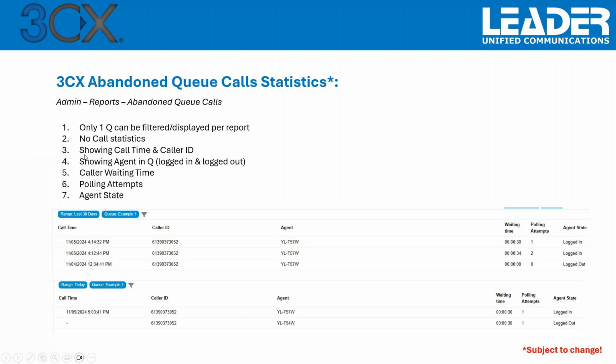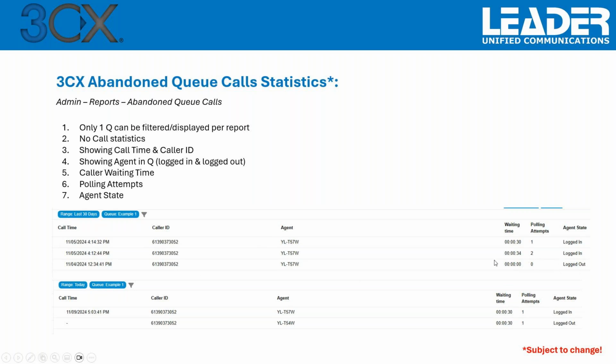Next, the call statistics, showing call time and caller ID, the agent in queue, logged in and logged out, caller waiting time, polling attempts, and the agent's state. As you can see at the top, we have a report that is 30 days long for the example Q1. We have only one agent inside there. Multiple times someone called. At the earliest time, the row at the bottom, 12:34 p.m. on the 4th of November, the agent was logged out.